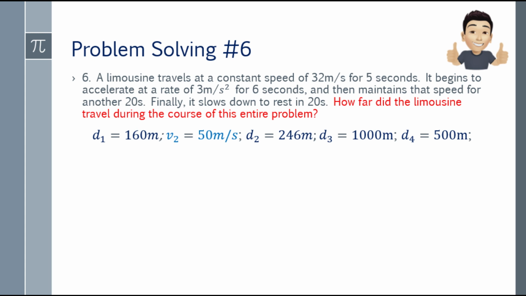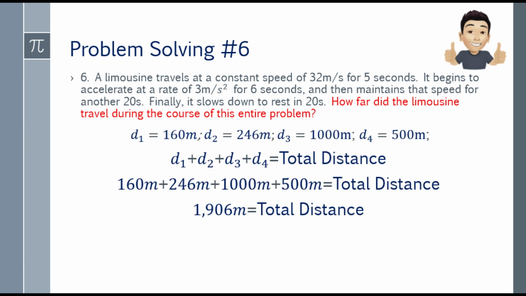So how far did the limousine travel during the course of this entire problem? So i-add mo lang yung apat na distance natin. So we have the first distance is 160 meters plus 246 meters for the distance 2. And for distance 3, that will be 1,000 meters. And the last distance will be 500 meters. So the total distance dito sa problem na to will be 1,906 meters.